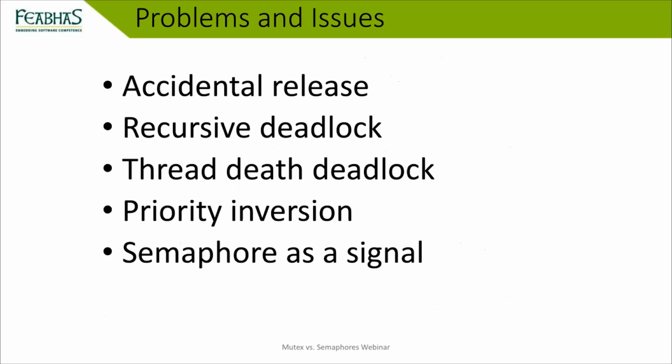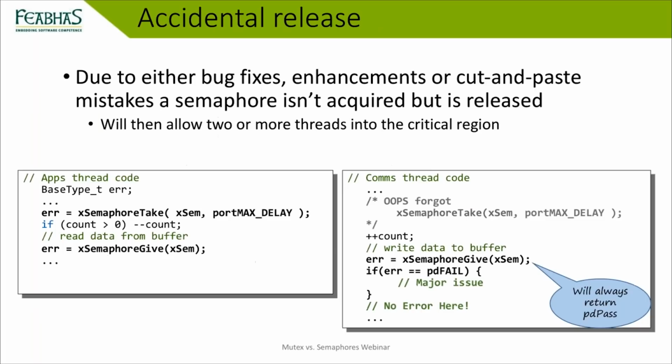So we were using semaphores in the late 80s as we had the real-time operating systems. Then we started to see a number of different problems and issues through using a semaphore for critical regions. The five I've listed here are probably the five core ones you may come across. The first one is this concept of accidental release.